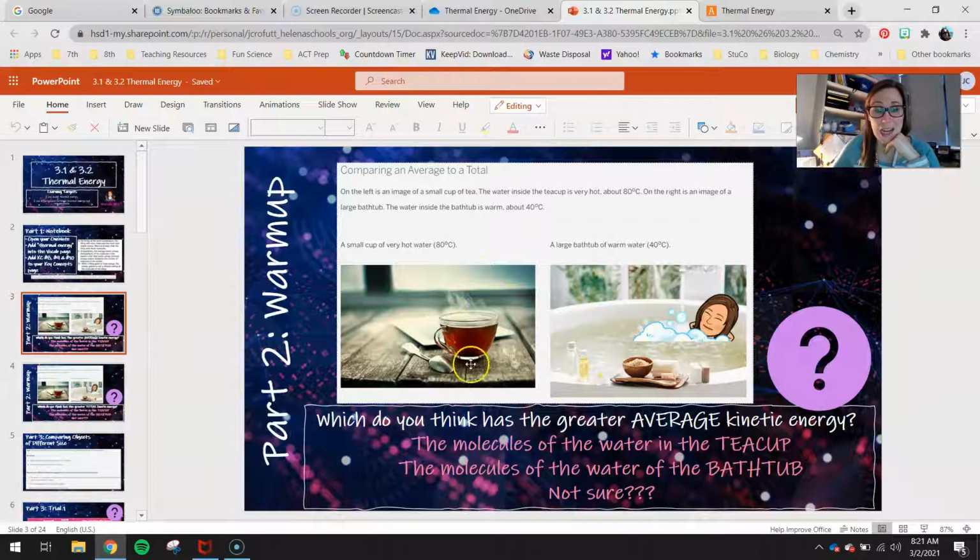All right, so comparing this hot cup of tea to this large warm bathtub of water, which do you think has the greater average kinetic energy? Remember, that relates to our temperature.